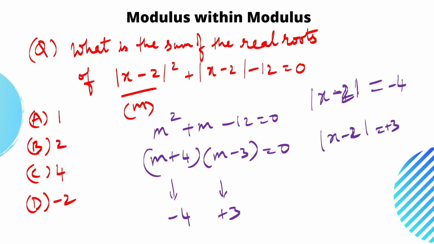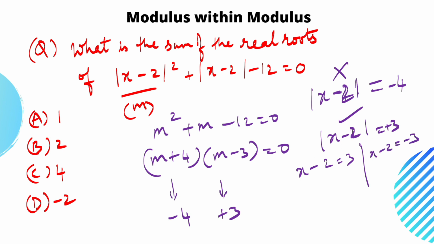Since we know that modulus of something cannot be equal to a negative value, this is ruled out, and modulus of x minus 2 is equal to plus 3 is valid. Now since modulus of something is a positive value, the inside can be positive or negative, which means x minus 2 can be 3. x minus 2 can also be minus 3.